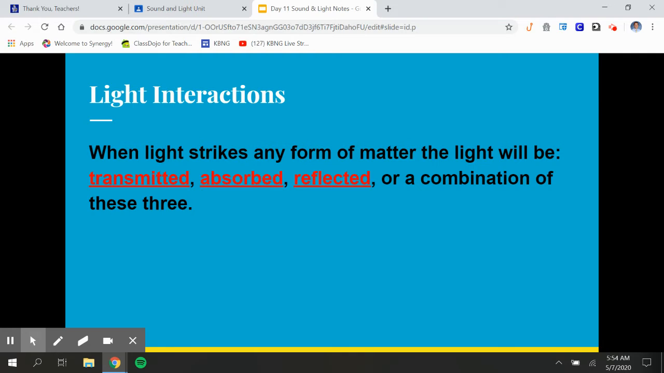So when light strikes any form of matter, the light can be transmitted, absorbed, reflected, or a combination of those. Those are a couple of the things we talked about earlier in the week. So obviously, transmitted means it's being passed through. Absorbed meaning that the energy is being stopped there, and all the information that goes with it. And then reflected is it's being bounced back, directly back, or at an angle, depending on what kind of surface it's bouncing off of.